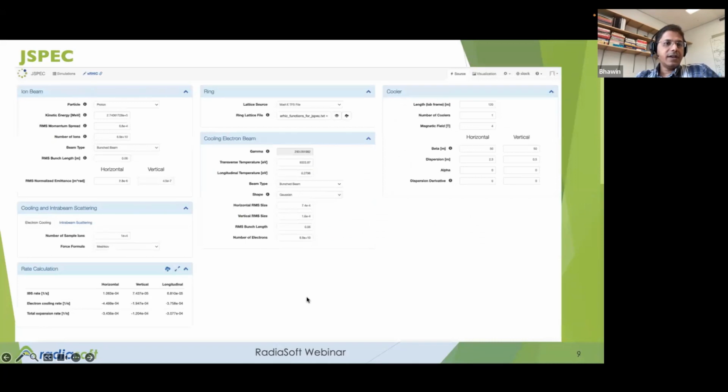So here is how JSPEC in Sireppo looks. You can see it has different sections: ion beam section, cooling and intrabeam scattering section, rate calculation section, ring section, cooling electron beam section, and another cooler section. I will go into details of how to give input during my demonstration part. So this is just an example of how JSPEC in Sireppo looks.